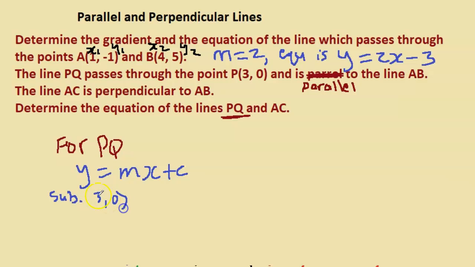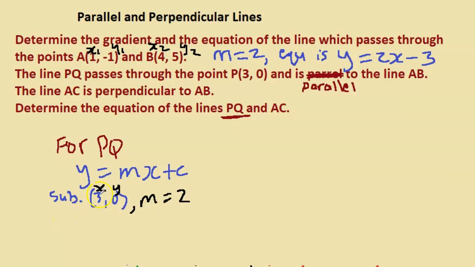Of course, we're going to sub in 3, 0. The x is 3 and the y is 0. And m, what is m? We are told that the line passes through 3, 0 and it is parallel to the line AB, which means the gradient will be the same as AB, which is 2. So the gradient for PQ will be 2 because it's parallel to AB.